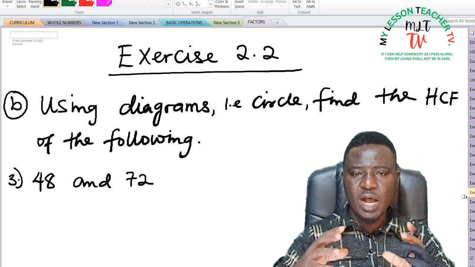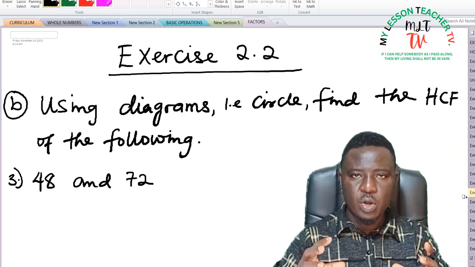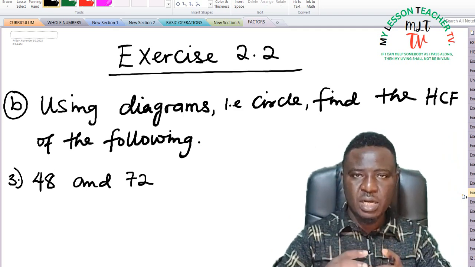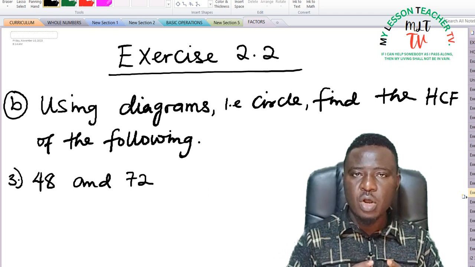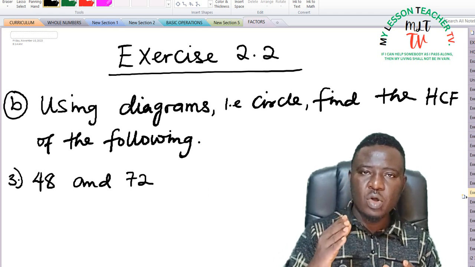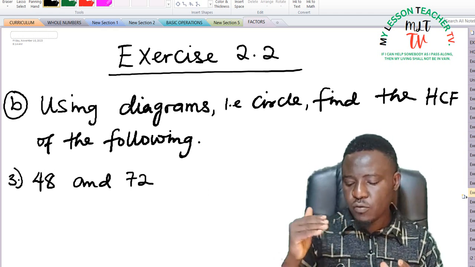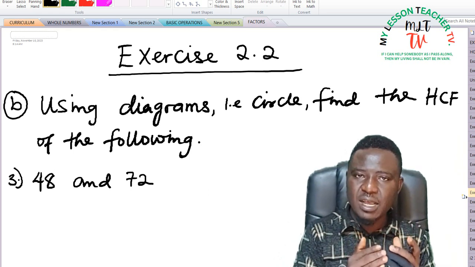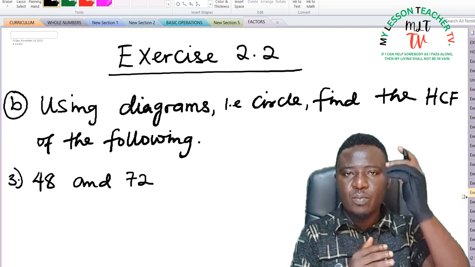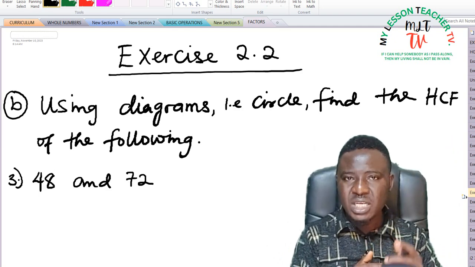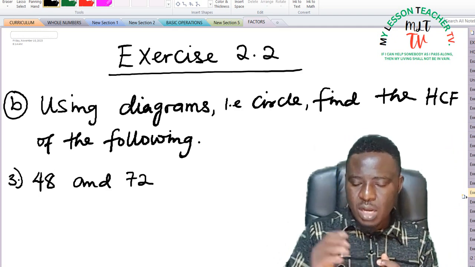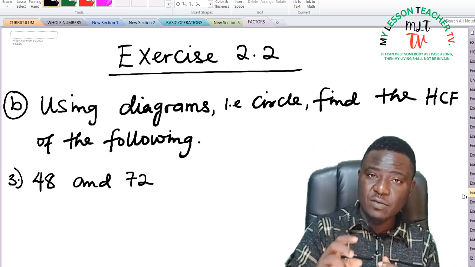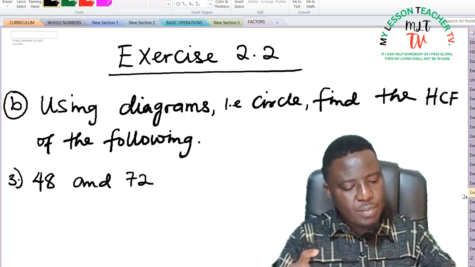Thereafter, we are going to have two circles where there are going to be an intersection, and that region where we have an intersection will contain prime factors that are common to both 48 and 72. And the HCF will be the product of all the prime factors in that region. So let's express 48 and 72 as a product of its prime factors.